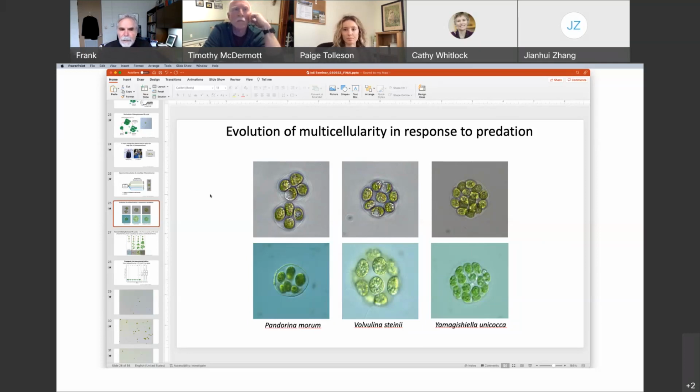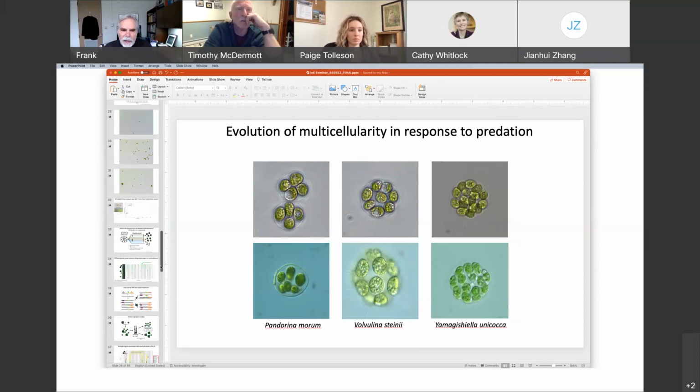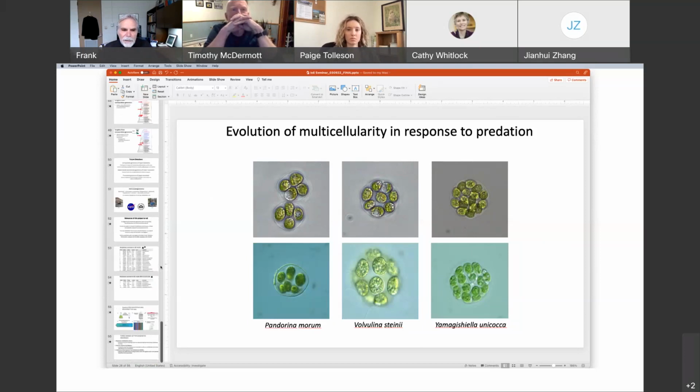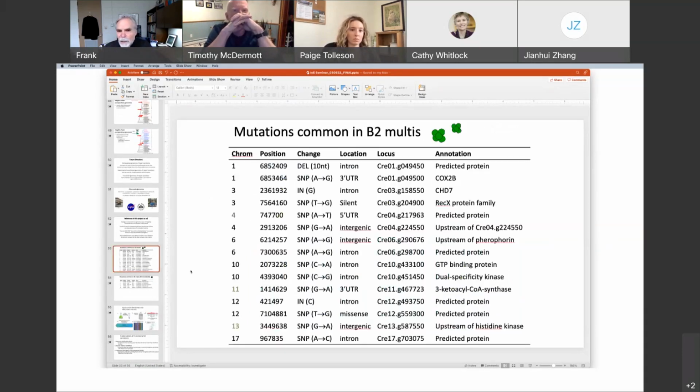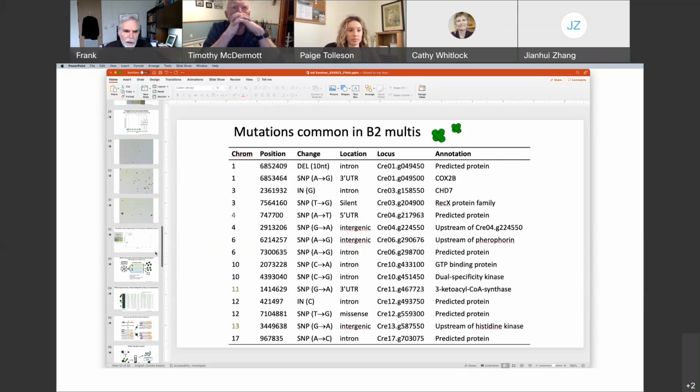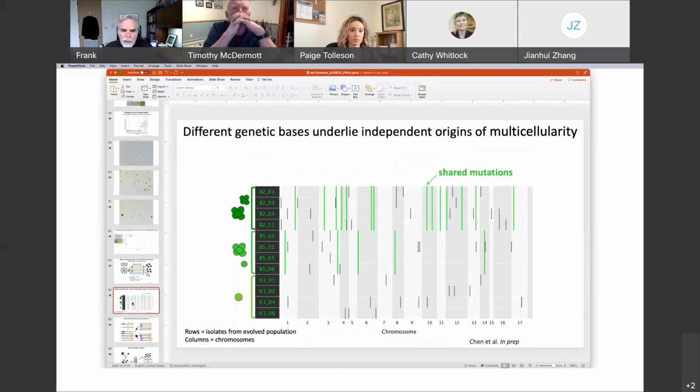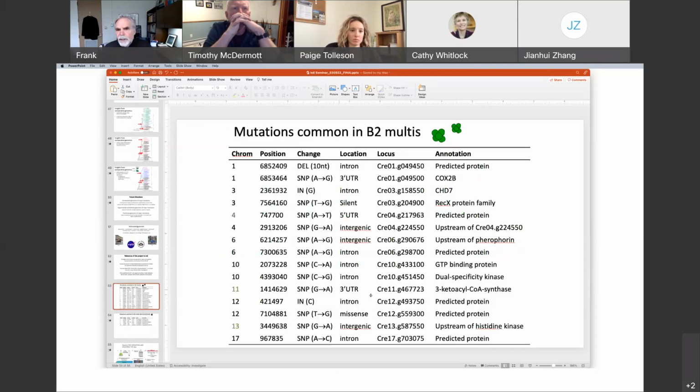Now, you asked the second question, and I can't give you a very satisfying answer, but I can give you the beginnings of an answer because I thought this would come up. And so I think you should be able to see now mutations that are common across. So Kim has looked at 4 different lines, 4 different multicellular forms that were isolated from the B2 population. And you may recall from that one slide, actually this slide up here, where you had certain shared mutations. Here's a list of some shared mutations. And what are they? Here they are.